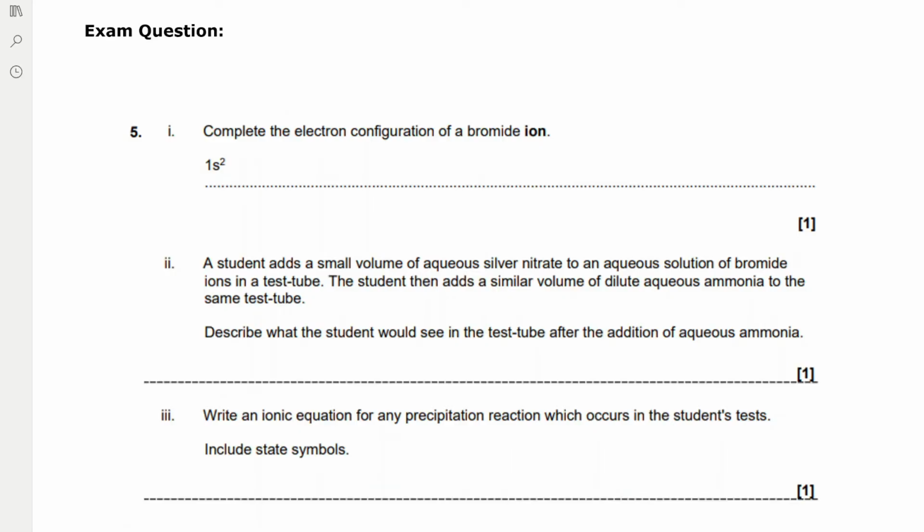The first question is about electron configurations. So if you haven't seen my electron configurations video, or you need any help with electron configurations, make sure to check out my video in the top right hand corner on that topic. So they're asking us for the electron configuration of a bromide ion. So that's important. If we're forming a bromide ion, that's Br-, and that means that we've gained an extra electron.